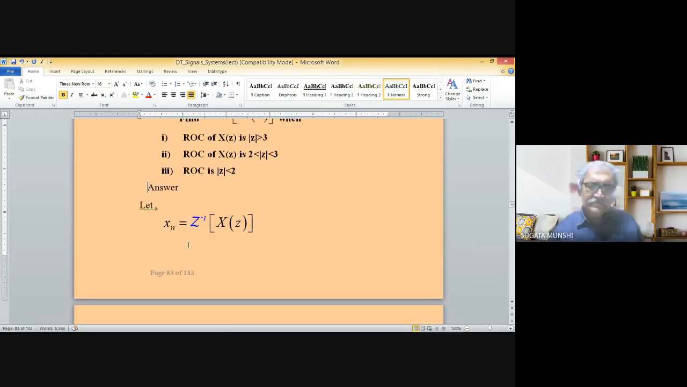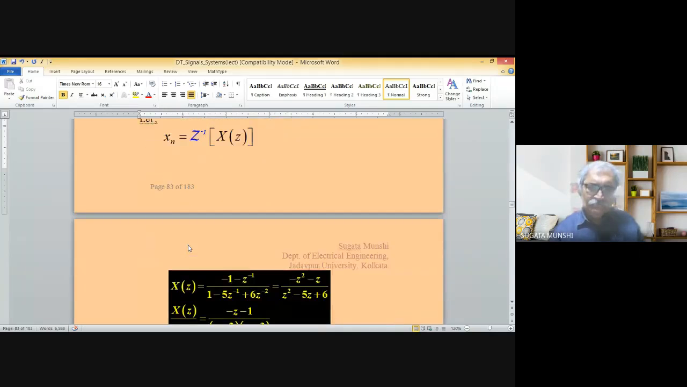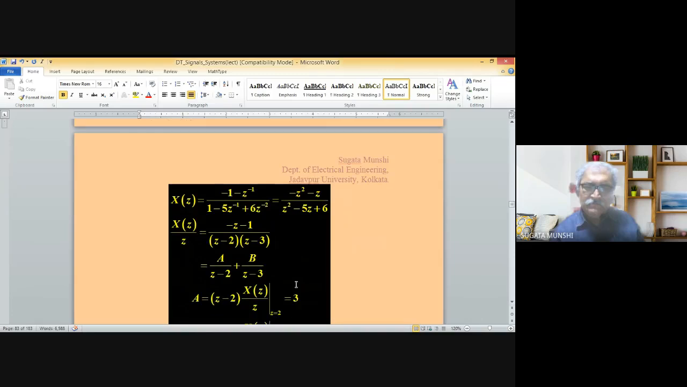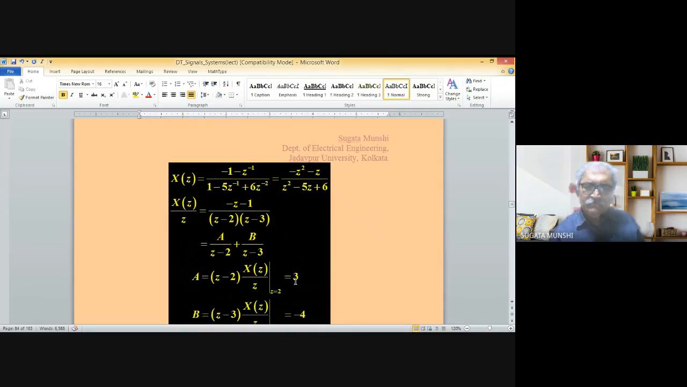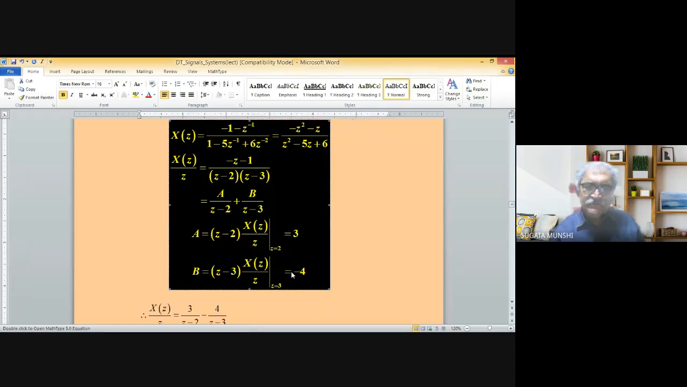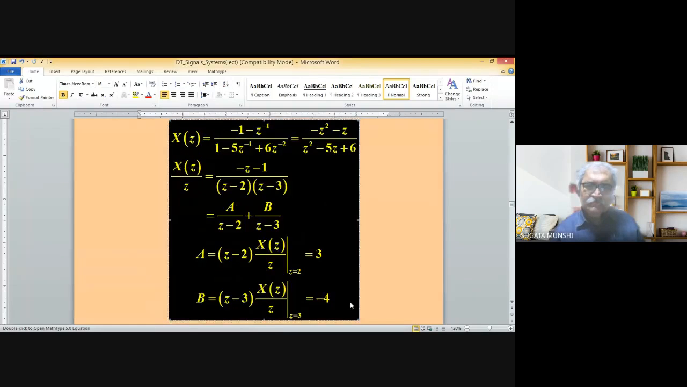Let x[n] be the inverse z transform of X(z). First I have obtained X(z) as a ratio of polynomials in z. This is the expression: minus z squared divided by minus z in the numerator, and in the denominator, z squared minus 5z plus 6.